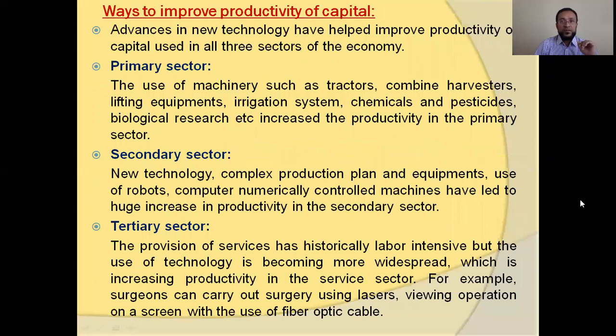Now come to ways to improve productivity of capital. So this is another important factor of production. How can the business improve the productivity of the capital? We'll discuss this now.